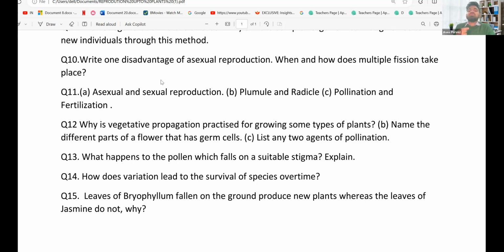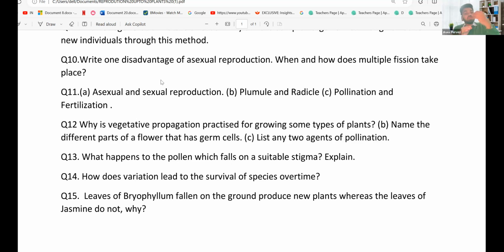How does variation lead to the survival of a species over time? Because variation leads to change among the individuals, which gives a survival advantage. For example, you can give the example of beetles. When the beetles reproduce, for example, there are red beetles, and due to variations, it becomes green in color. And this green color is providing a camouflage advantage, which is hiding it from the predators, which can eat it.